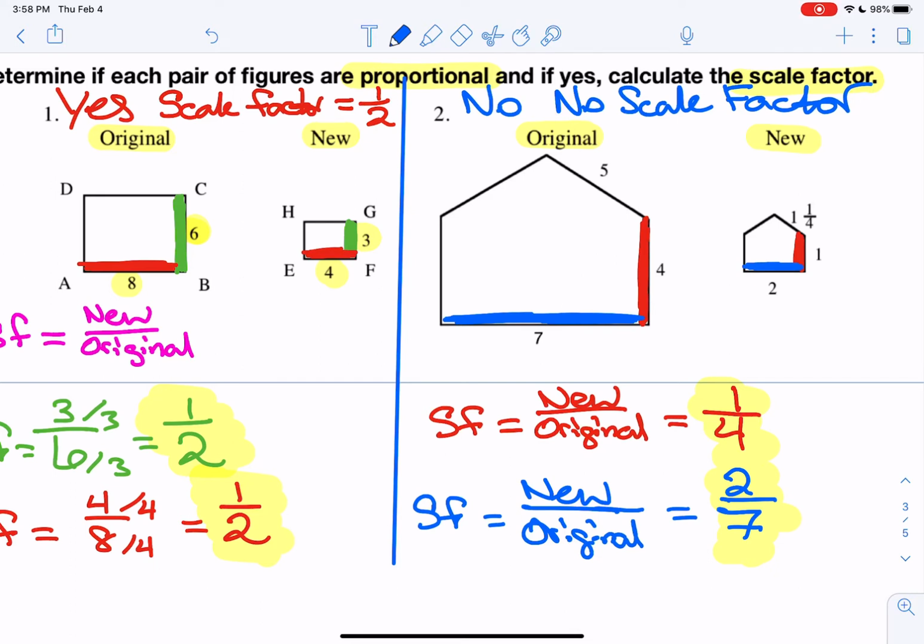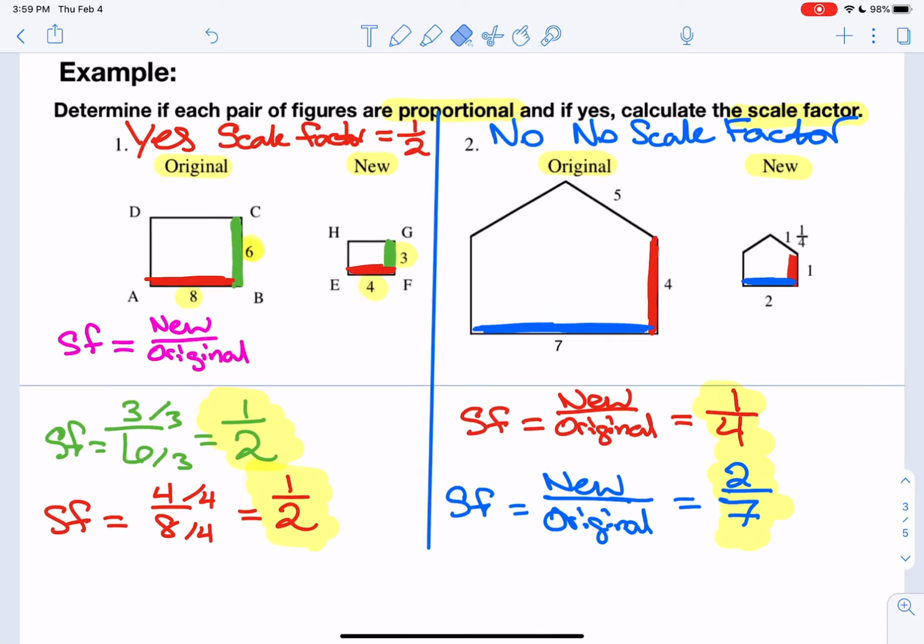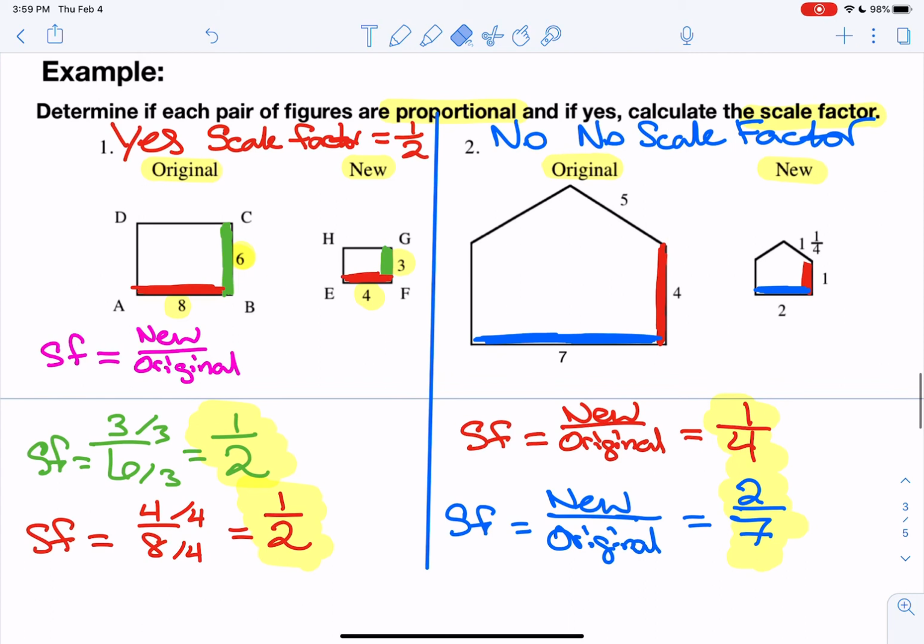And you will notice I started with the easier numbers, and I didn't even have to get to this fraction here. So, I say go with the easier numbers first. If we would have gotten the same answer for both the right side and the bottom, then we would have had to check the top, the 5 and the 1 1/4. But it turns out the numbers didn't match for the right and the bottom, so we didn't have to go to the 1 1/4 and 5. Okay? All right, so that's how you calculate scale factor.